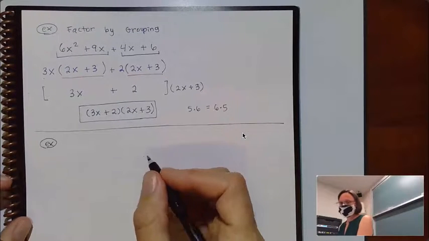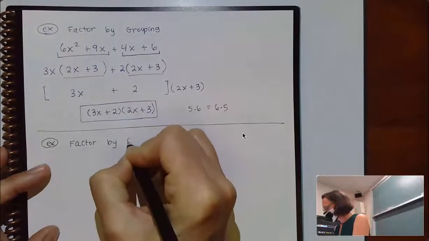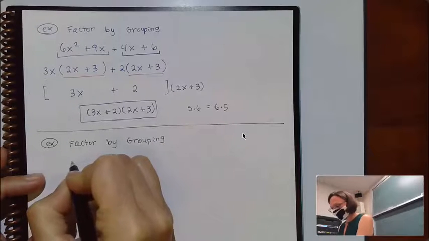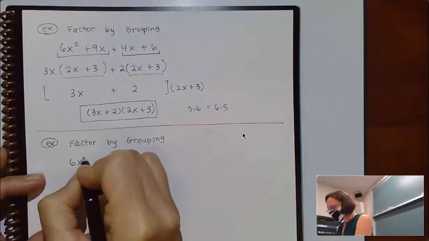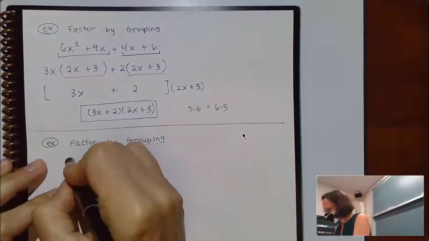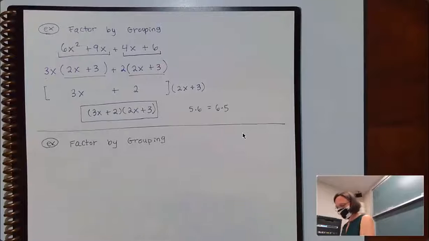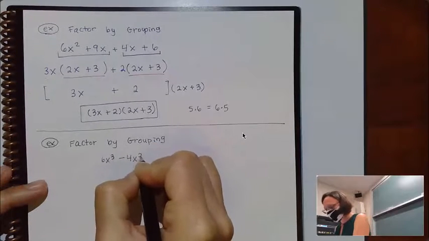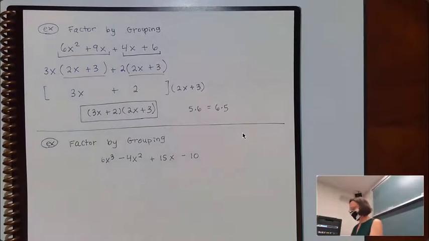So we've got time for another one. We're also going to factor this by grouping. How about 6x cubed, I know I'm not leaving myself enough space. Before I get myself into trouble, I'm going to move it over. 6x cubed minus 4x squared plus 15x minus 10.